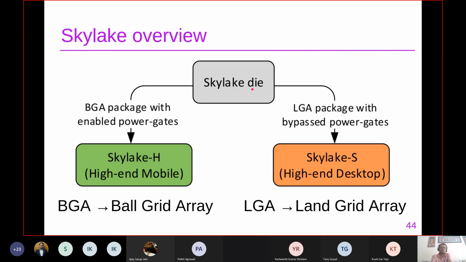The Skylake die is such that it has both H and S, wherein the ball grid array package is used with power gate enabled and the land grid array package is used with power gate bypassing. This is going above my head now.